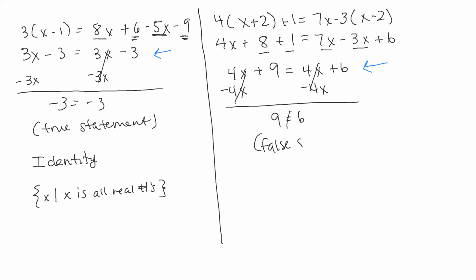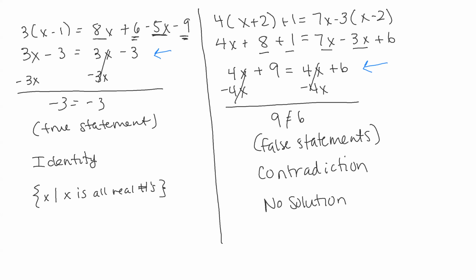So when those variables cancel and you are left with a false statement, that tells you that you have a contradiction. And when you have a contradiction, there is no solution. So you can write out no solution in words, or you can do the 0 with that diagonal dash through it. Either one is fine.